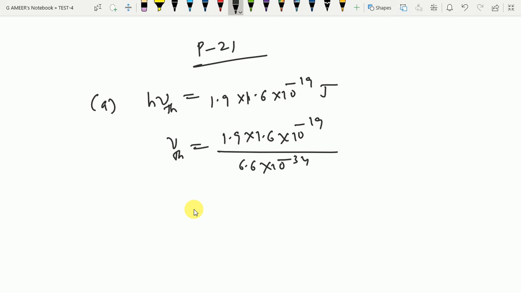So 1.9 into 10, it is approximately say 2. So 2 into 1.5, so it will come as 3. So 3 by 6.6, in the sense approximately 0.2 like this, but it is given as 4.6. So option A will not match. Let us go for the B option.